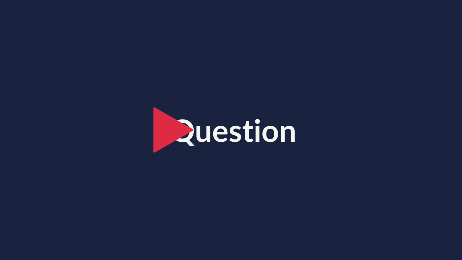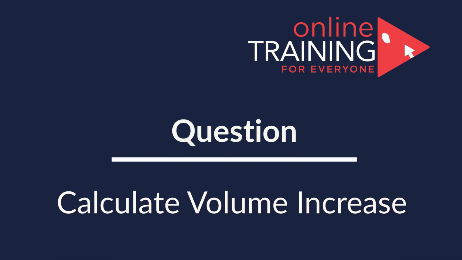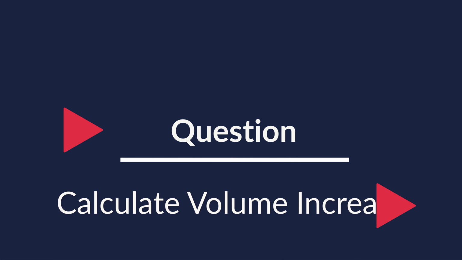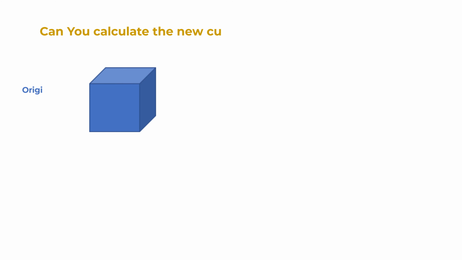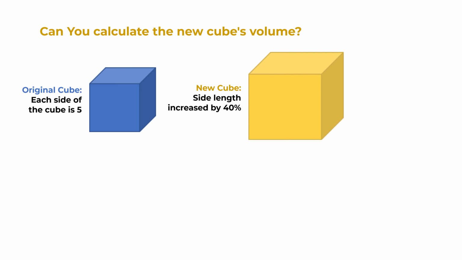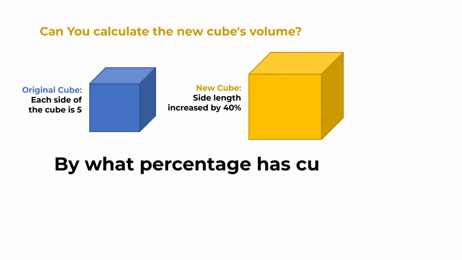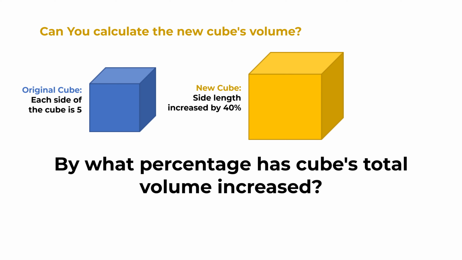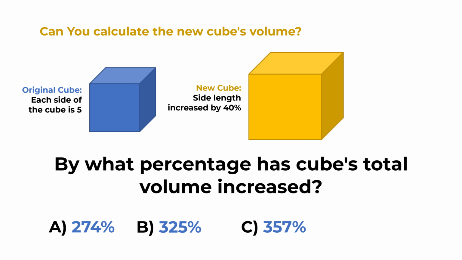Here's a very interesting question we frequently see on the test. A 5 by 5 by 5 cube has its side's length increased by 40%. As a result of these changes, by what percentage has cube's total volume increased? You're presented with 4 different choices. Choice A, 274%. Choice B, 325%. Choice C, 357%. And choice D, 379%. Do you see the answer?